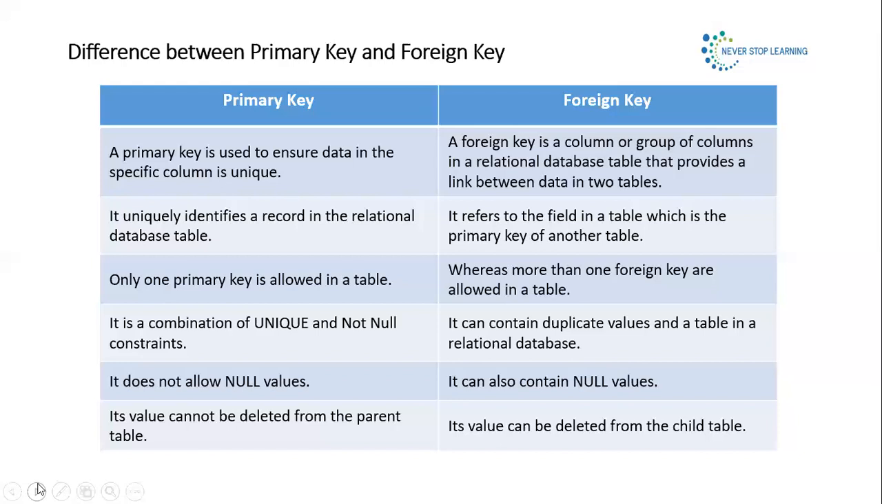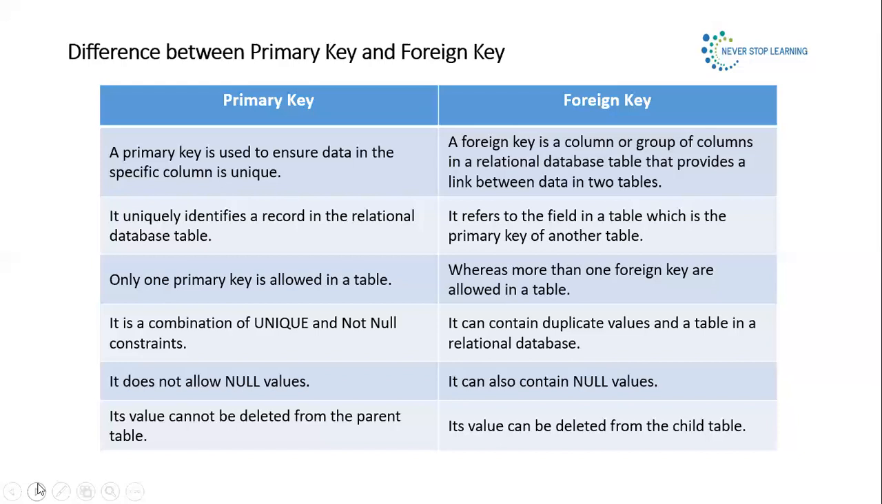A foreign key can contain duplicate values in a table. So for a foreign key, it is not a constraint that duplicate values are not allowed. Whatever it wants, it can take. The only thing is the value should come from the primary key. Other than that, any new value for that particular column is not allowed for a foreign key. A primary key does not allow null values, whereas a foreign key can contain null values.